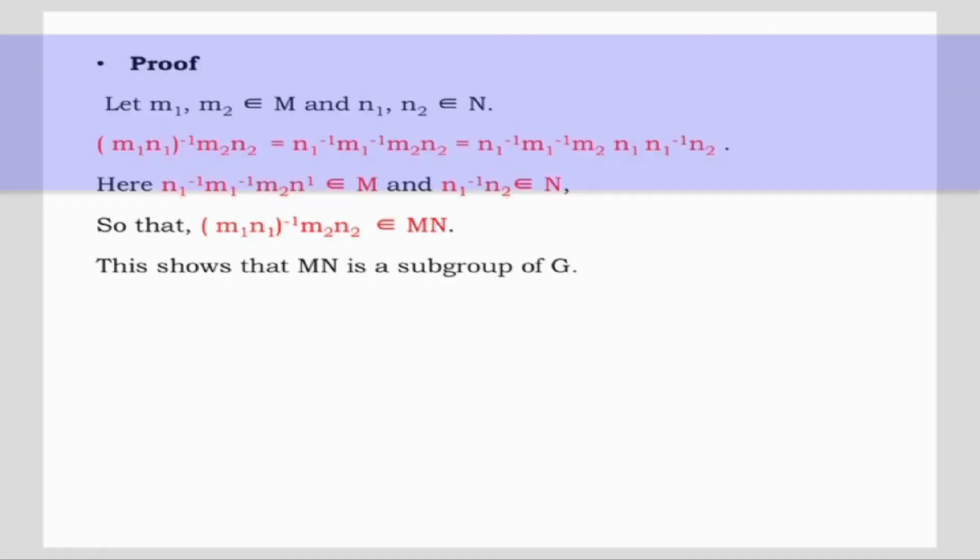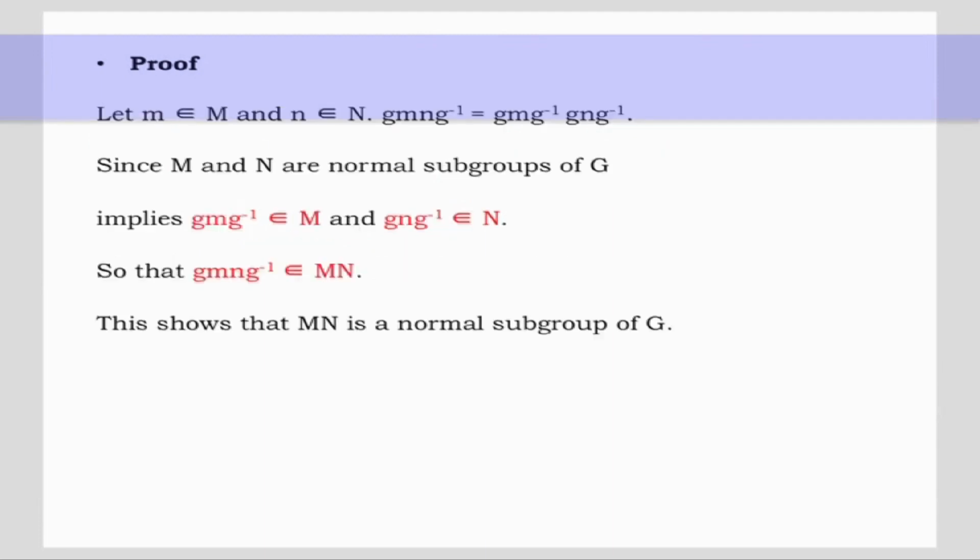Proof. Let m1, m2 belong to M and n1, n2 belong to N. m1 n1 the whole inverse times m2 n2 is equal to n1 inverse m1 inverse m2 n2, which is equal to n1 inverse m1 inverse m2 n1 n1 inverse n2. Here n1 inverse m1 inverse m2 n1 belongs to M and n1 inverse n2 belongs to N, so that m1 n1 inverse m2 n2 belongs to MN. This shows that MN is a subgroup of G.